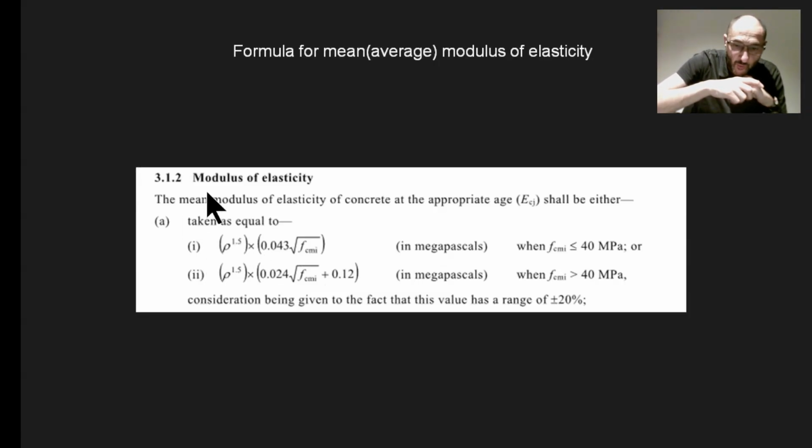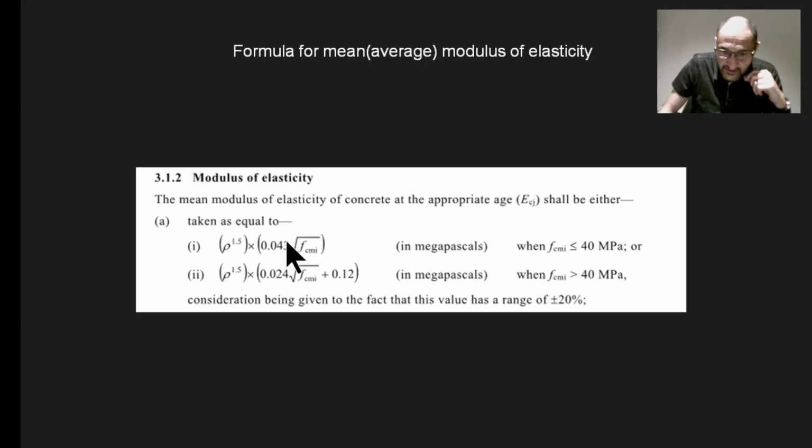If you want to know what this formula is, you can go to AS 3600, in clause 3.1.2. They use the mean compressive stress, f'cm. Now you could still use f'c instead of the mean average stress, which is more conservative. I use f'c to work out the modulus of elasticity in this equation here.